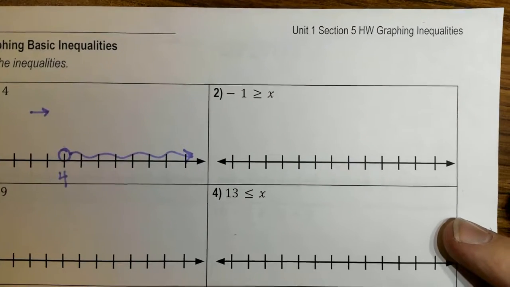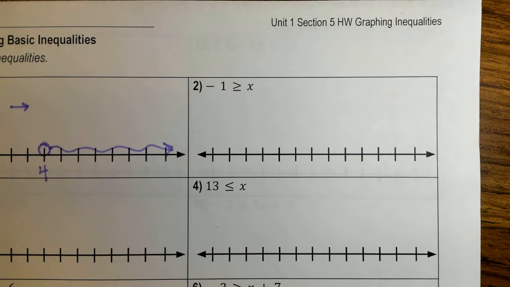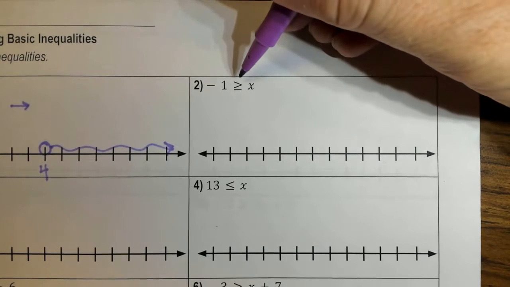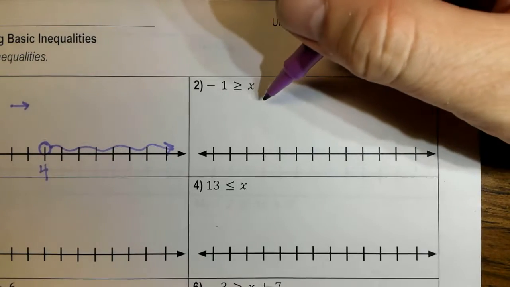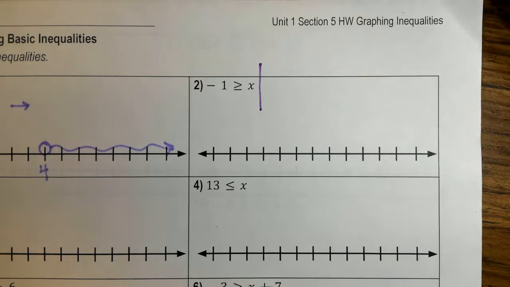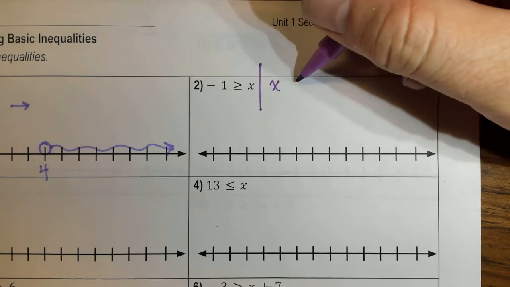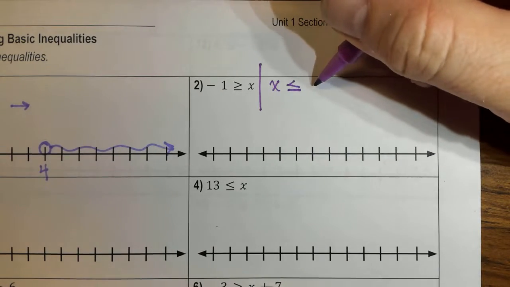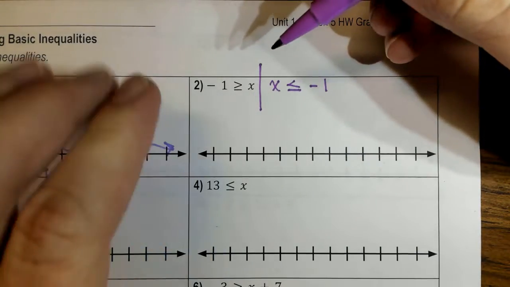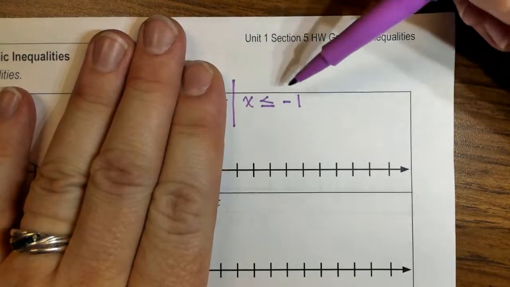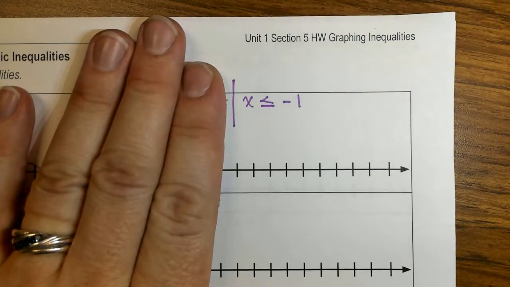Okay, let's go on to number 2. On number 2, notice how x is on the right side of my inequality. So to make it easier, I can pretend there's a mirror there and I can rewrite it and just flip the sign. Okay? And now I can cover this up and I only have to look at this part. This is my answer right here.